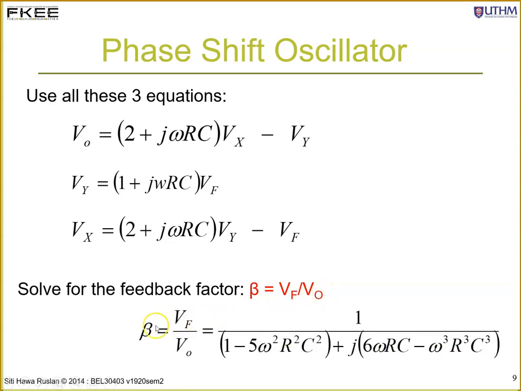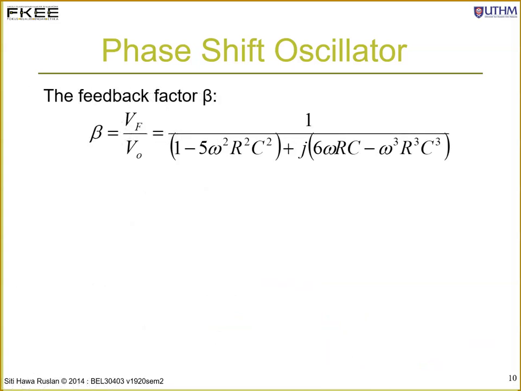and you should be able to get this beta, which is the feedback voltage divided by the output voltage, equals 1 over in bracket 1 minus 5 omega squared R squared C squared plus j in bracket 6 omega RC minus omega cubed R cubed C cubed. So this is the transfer function for your feedback network, which is beta. And using this beta, we can find the frequency of oscillation.